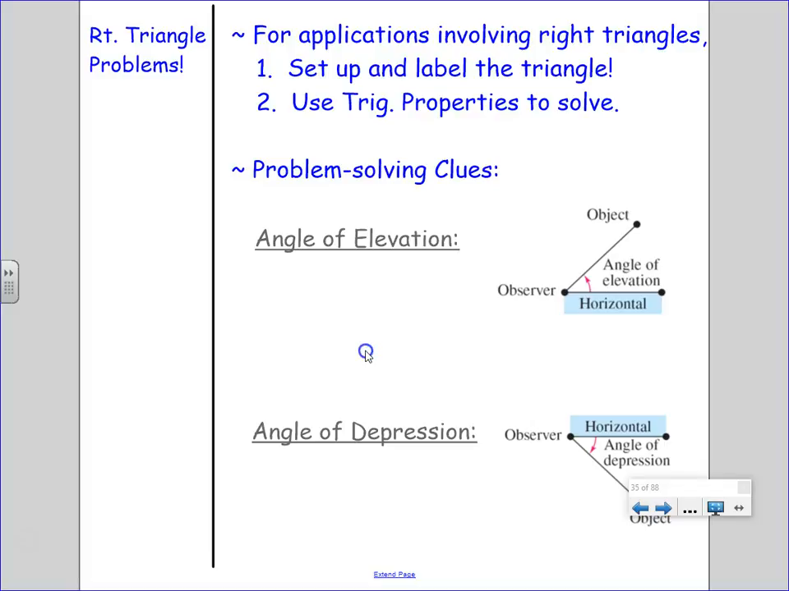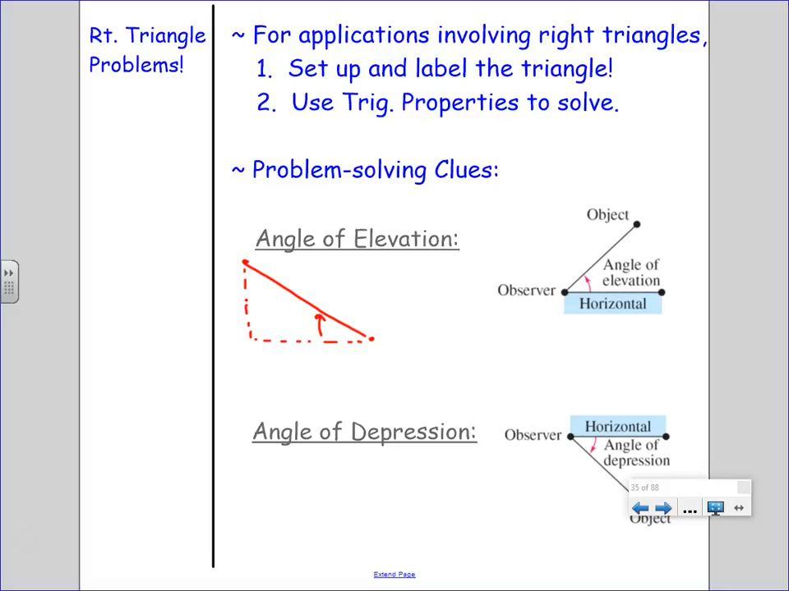Now, in a word problem, it might not always be in standard form. For instance, you could have an observer over here, and you could have some object up here. And then it could talk about the angle of elevation this way, and that's the exact same thing. An object over here, an observer over here, and we could talk about that angle of elevation, which would be measured this way. Still an angle of elevation, still measuring up.